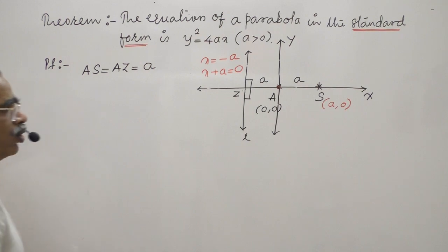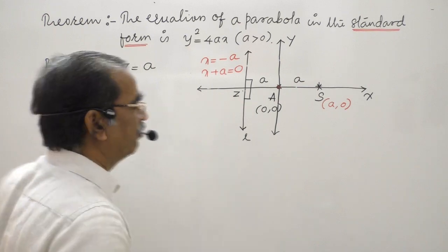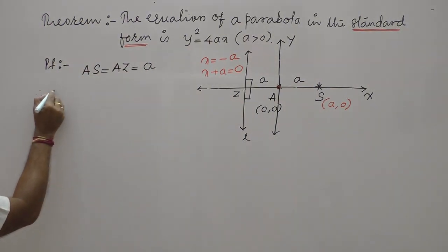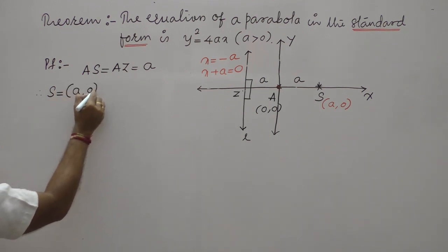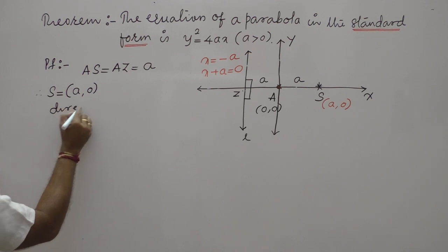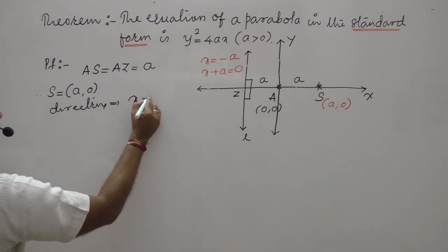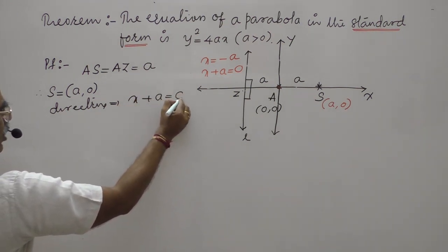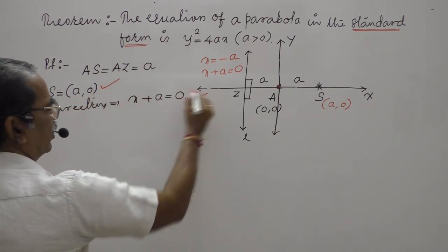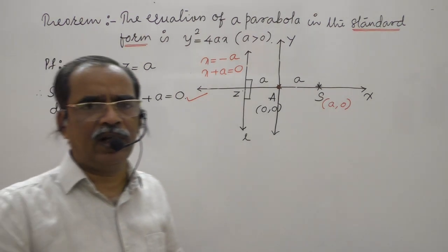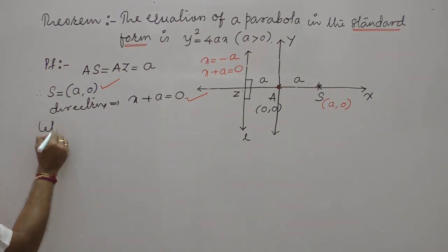After completing the 4 steps, we can write the coordinates of the focus and the equation of the directrix. Therefore, what are the coordinates of the focus? (a, 0). And what is the equation of the directrix? x equal to -a or x plus a equal to 0. Yes, we have a fixed point and a fixed line, focus and directrix, very simple. Now you can find the equation of the parabola using the definition.